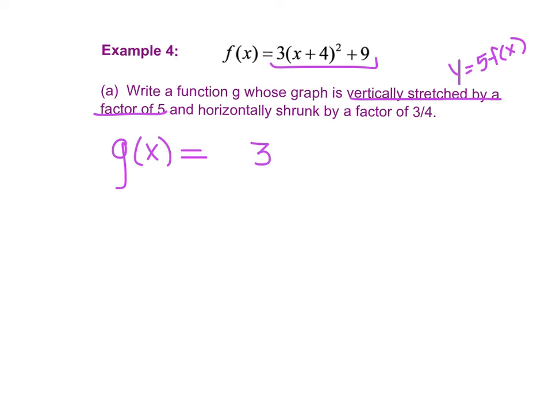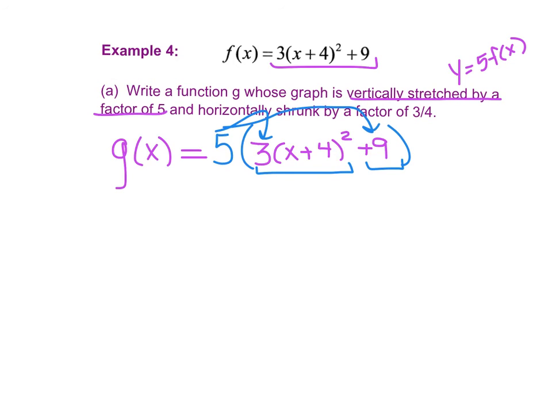So we have 3x plus 4 quantity squared plus 9. So we're taking that whole function and we're multiplying it by this a value of 5. So we multiply each chunk by 5, so we multiply the 3, that coefficient, by 5, as well as the 9. And we end up with 15x plus 4 quantity squared plus 45. So we've taken care of that vertical stretch by a factor of 5.